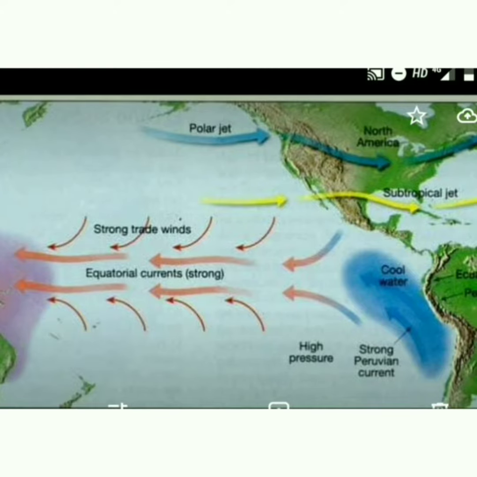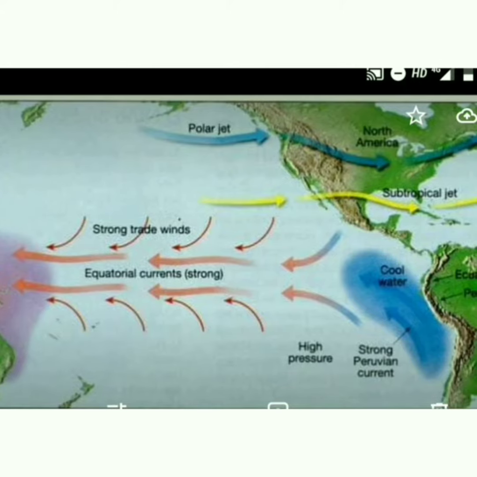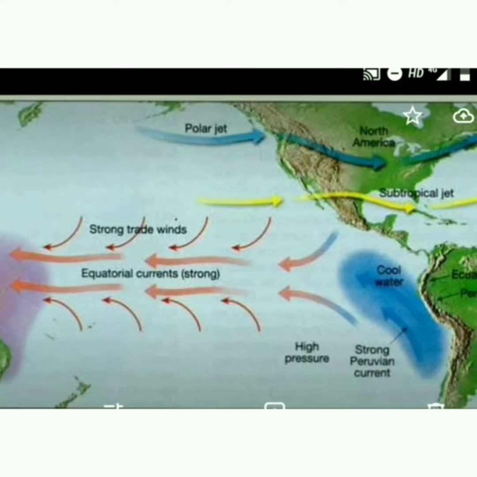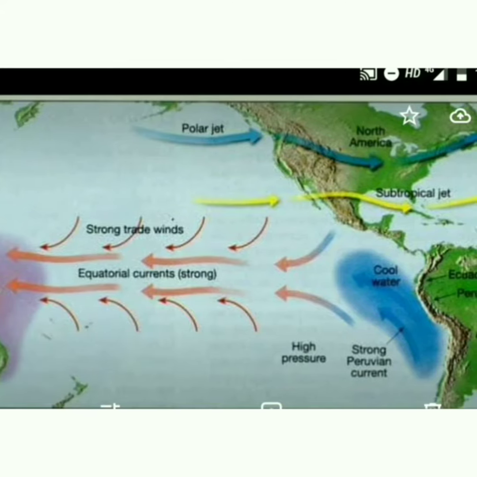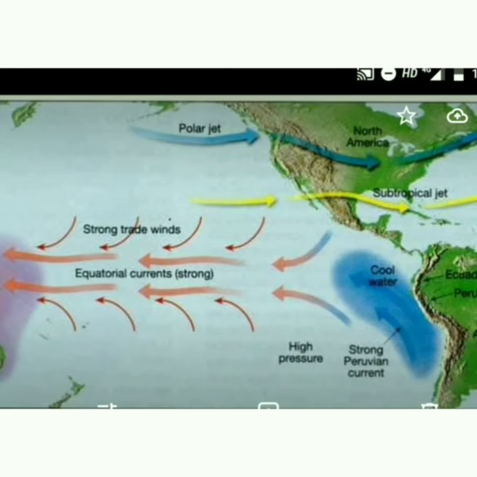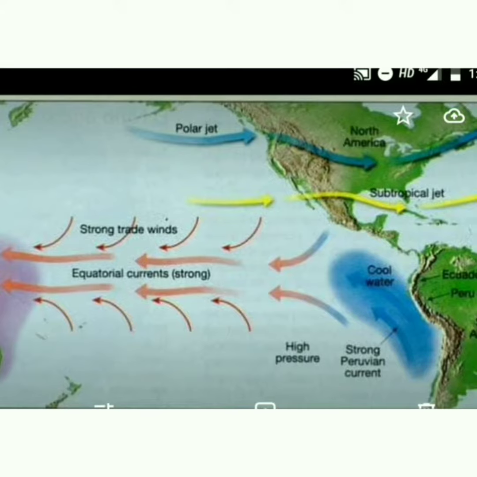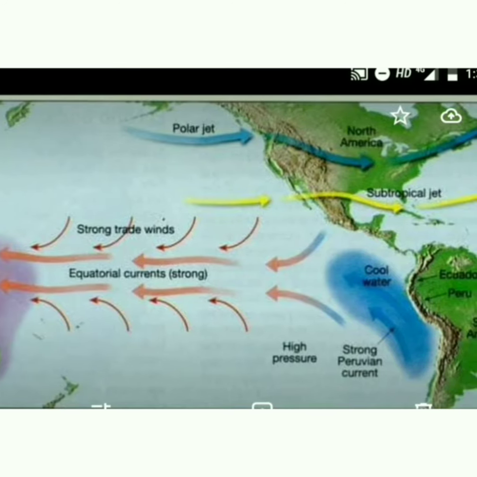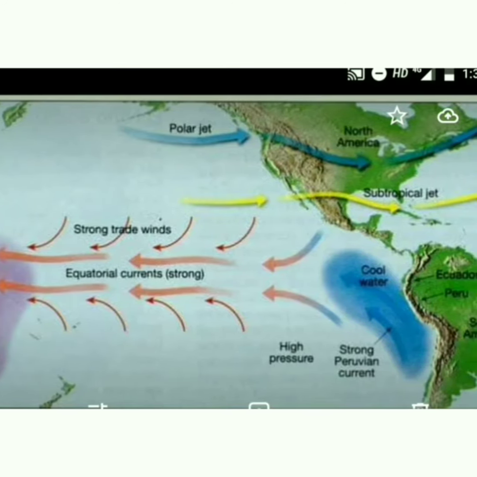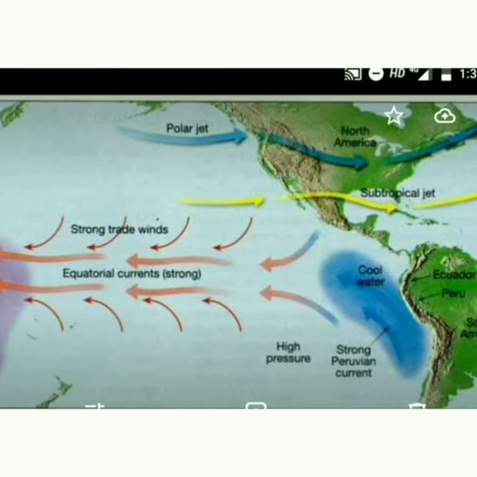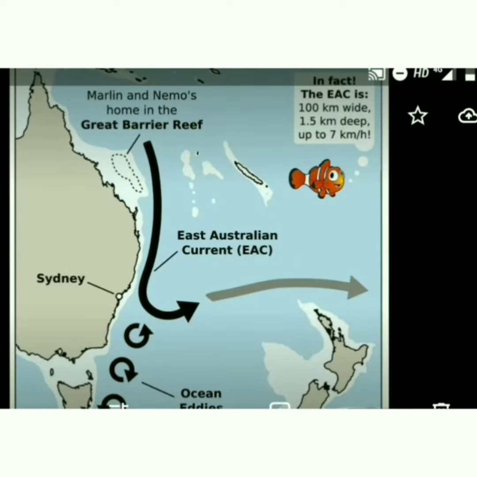The South Equatorial Current is a warm current which originates due to the influence of the southeast trade winds and flows from east to west. It bifurcates into northern and southern branches near New Guinea. The northern branch turns eastward and joins the counter-equatorial current, while the southern branch flows along the northeastern coast of Australia. Then, a very important current is the East Australian Current.